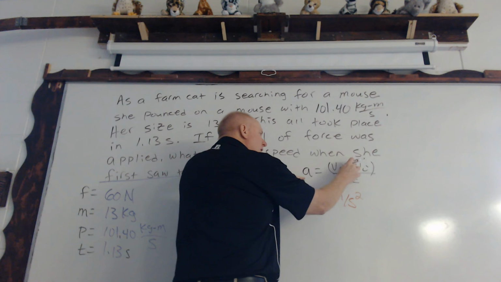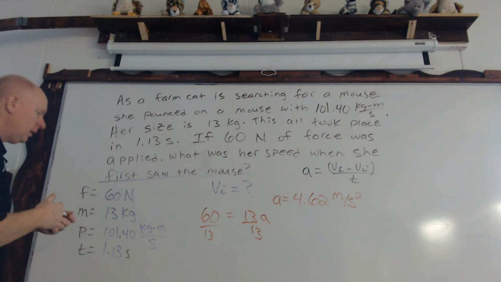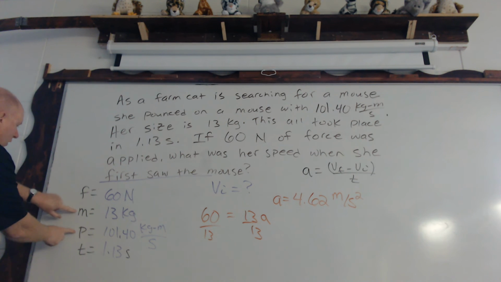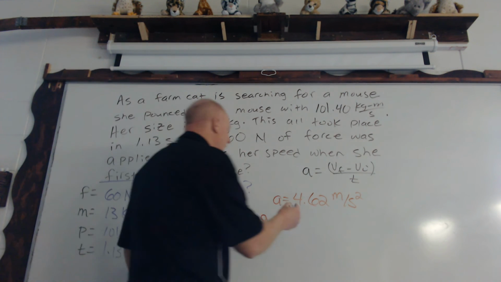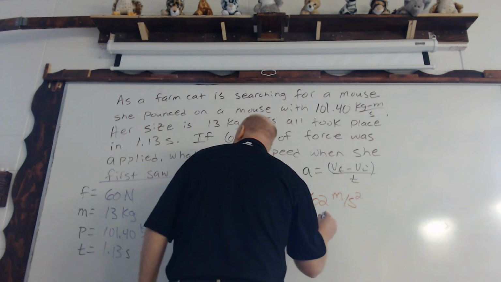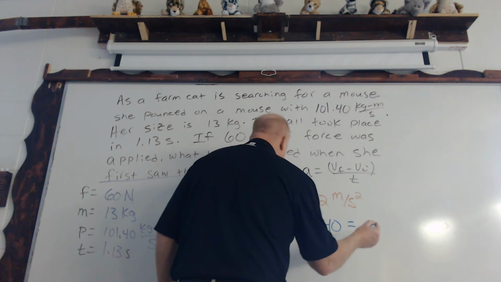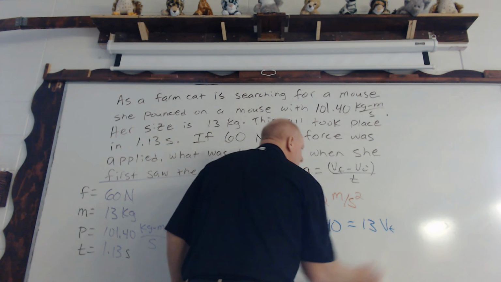We don't have any information on that, but we can find that final velocity. Okay? And with that, we're going to use these two variables. Of course, if we have a momentum, then that will equal the mass times the final velocity. So in this case, we've got 101.40 equals the mass, which was given as 13, and we've got that final velocity there then.